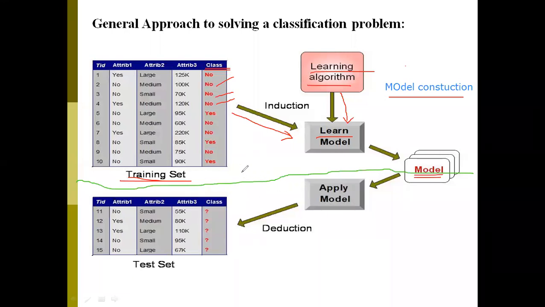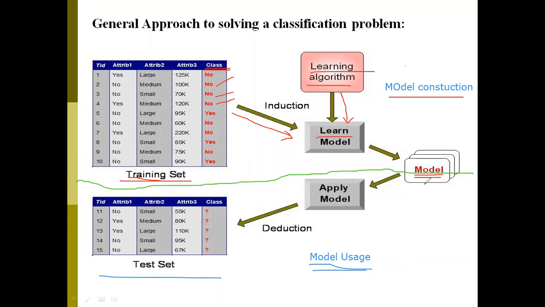Next, what is the second phase? Our second phase, or second step, is a classification step. This classification step is also called model usage.